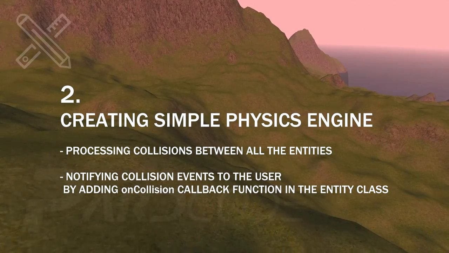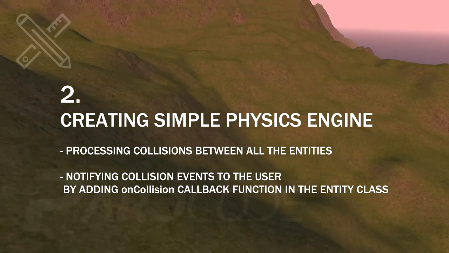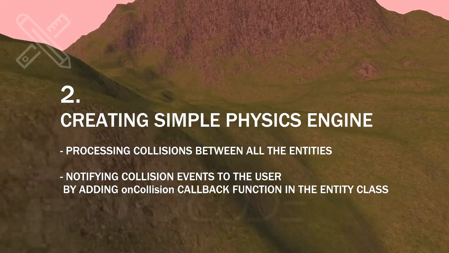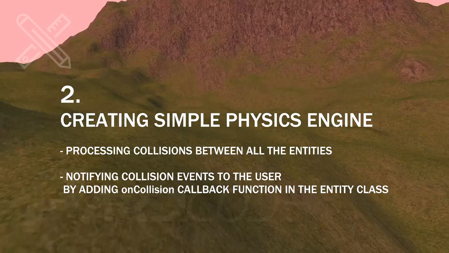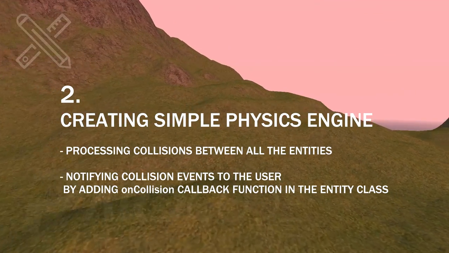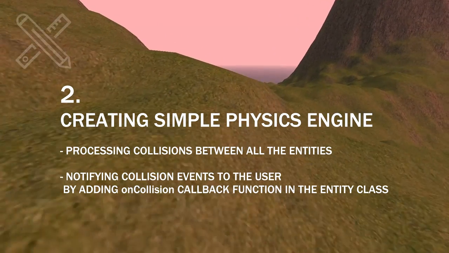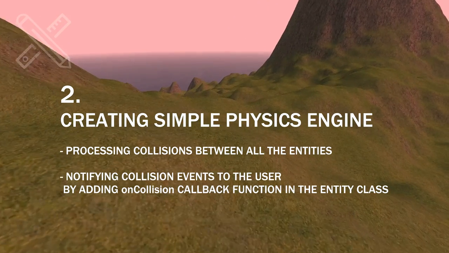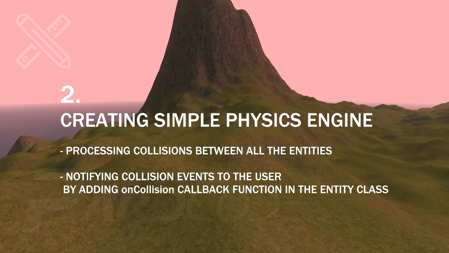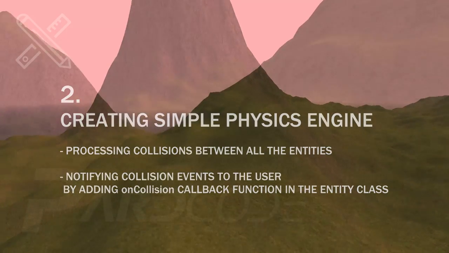Once we are able to retrieve the various heights, we can start to design and implement a simple physics engine. In particular, in this tutorial, we will see how to process the collisions between all the entities. And most of all, we will notify collision events to the user by adding a suitable callback method in the entity class, called onCollision. This callback method will be one of the most important parts of the engine, since it will allow us to implement custom behaviors, game mechanics, and so on.